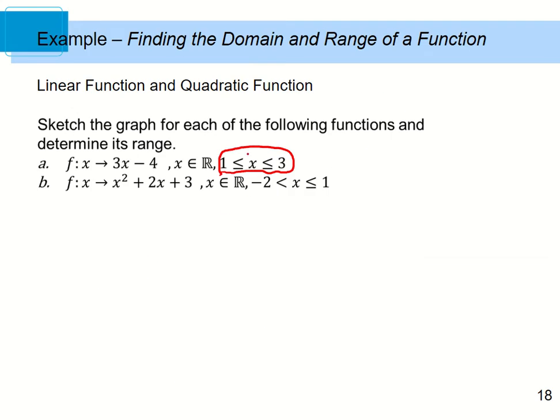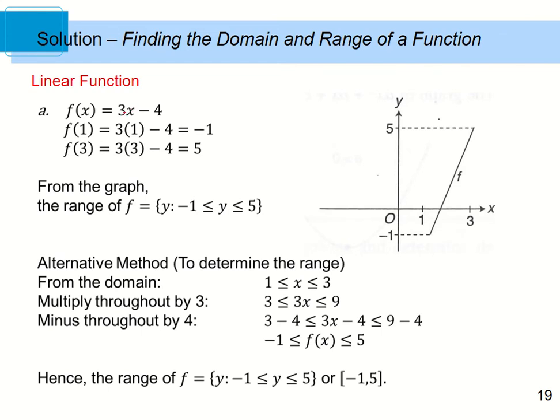So we need to sketch the graph. First we sketch the graph for the first question, 3x minus 4. The slope is positive, so the graph is going up, and the y-intercept is negative 4. This is the y-intercept, negative 4, and the line goes all the way up.